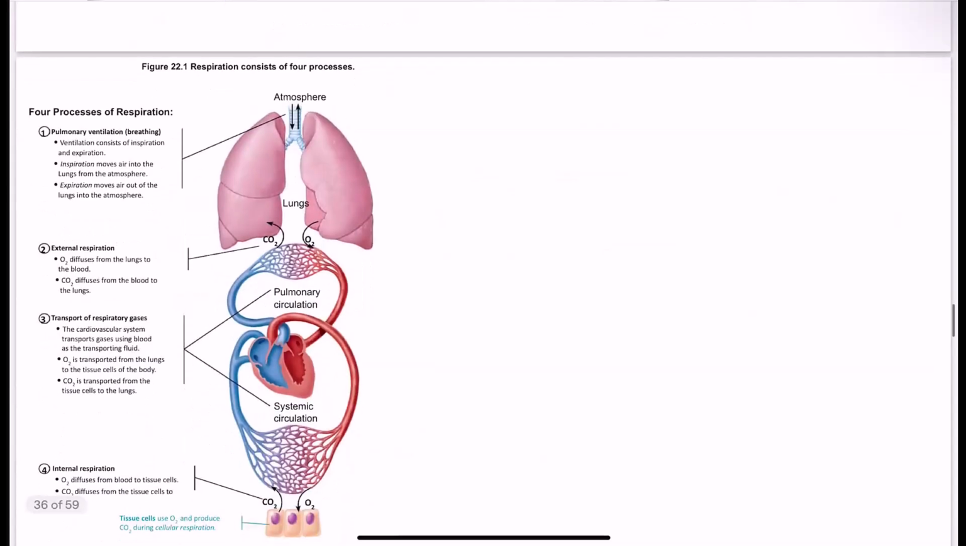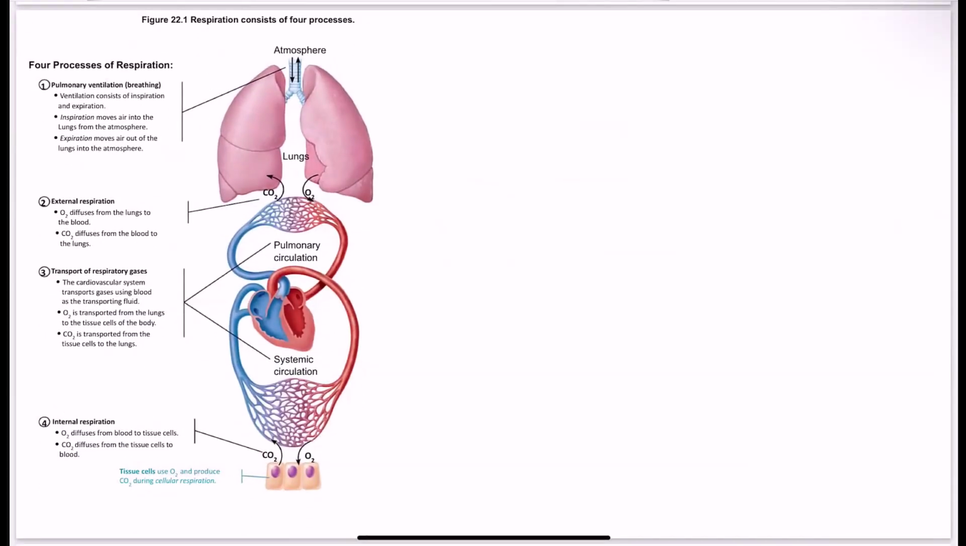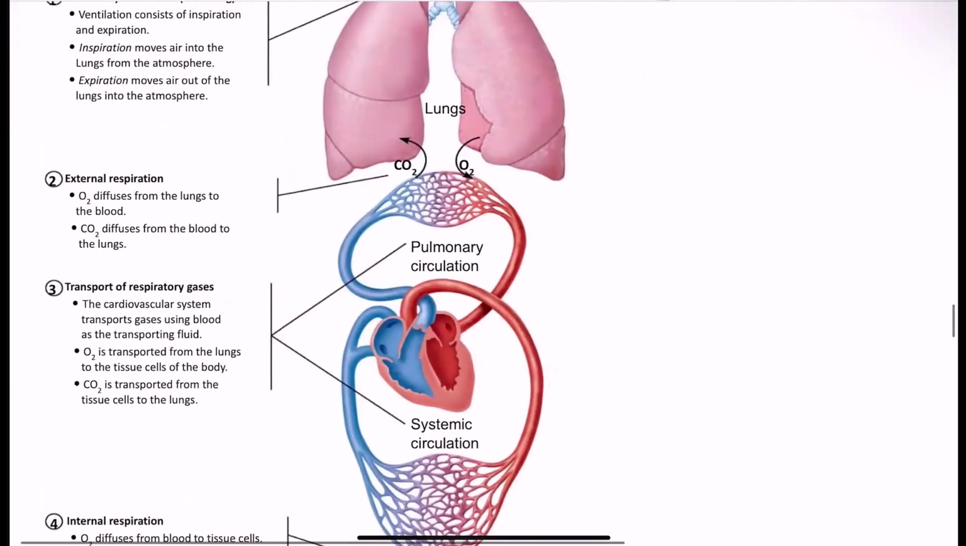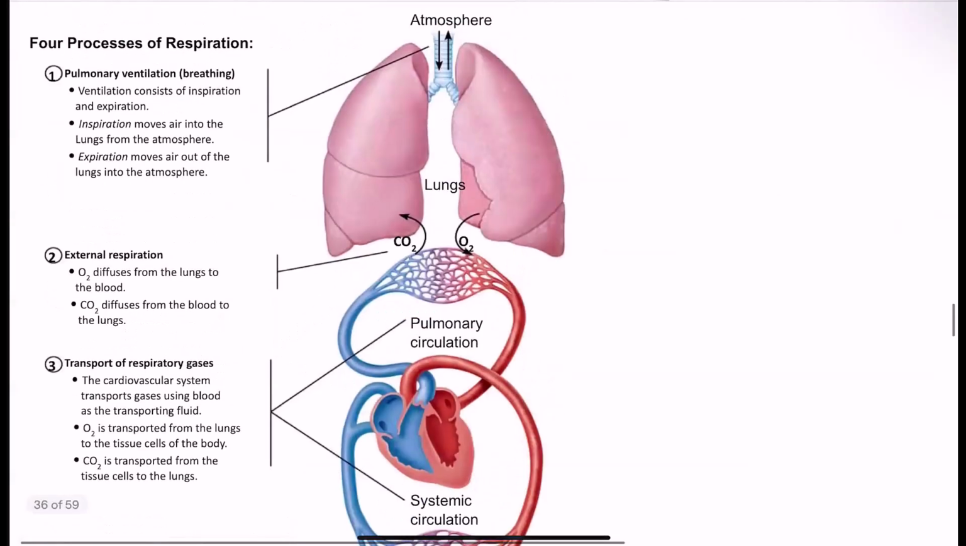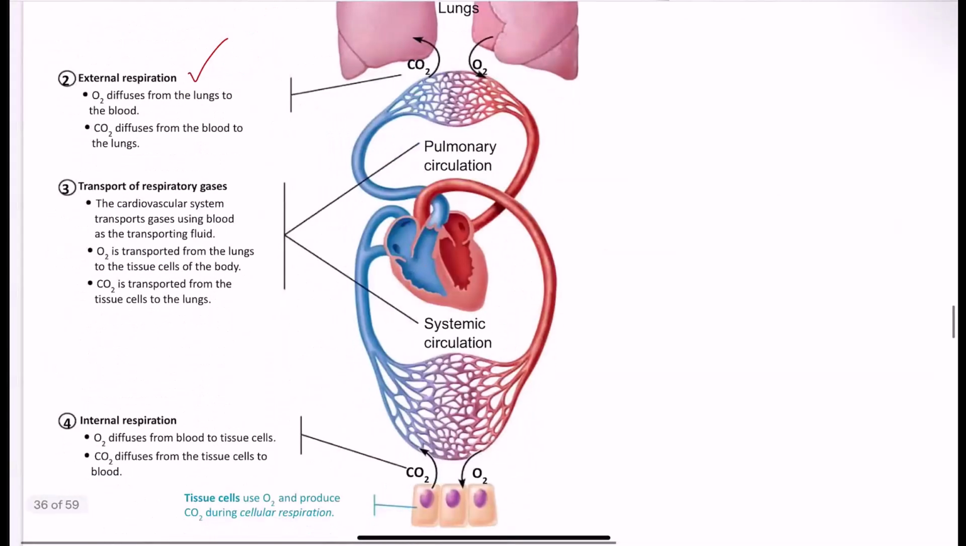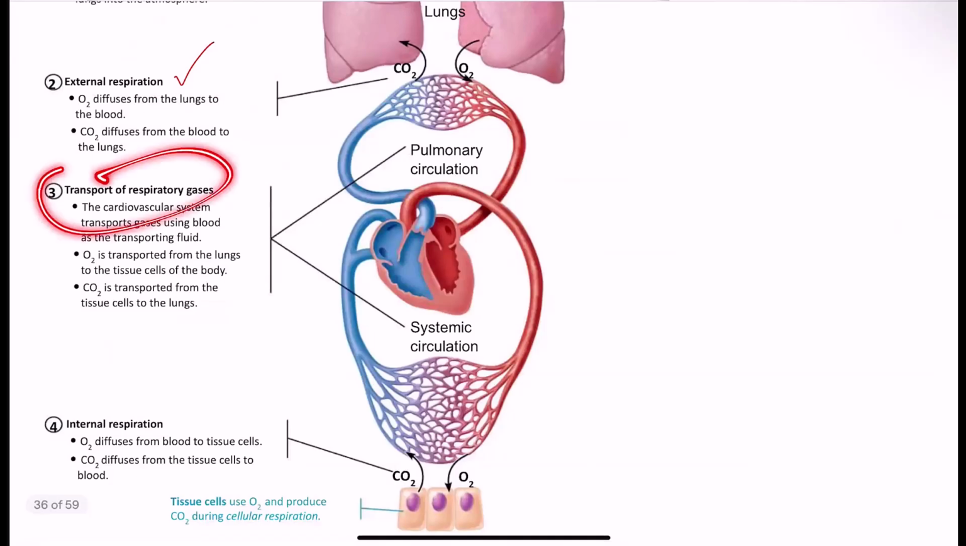Okay, so that's pretty much external respiration. So far what we've done is we've talked about pulmonary ventilation in a previous video. We talked about external respiration, and now we're going to skip this one for now. We're going to circle back to it. And then we're going to talk about internal respiration. That's what we're going to talk about next because it's kind of like external respiration.